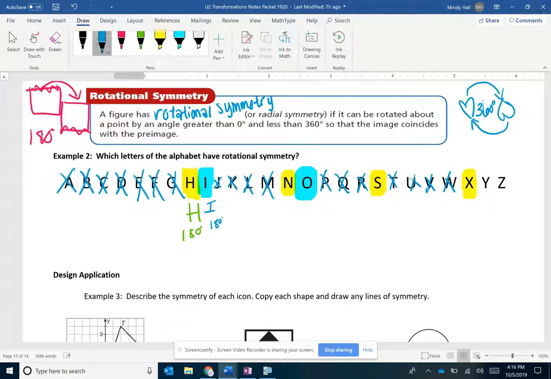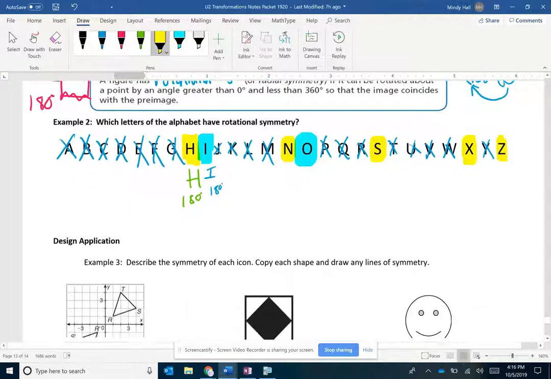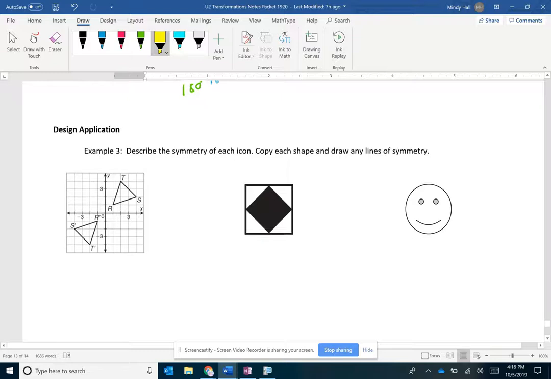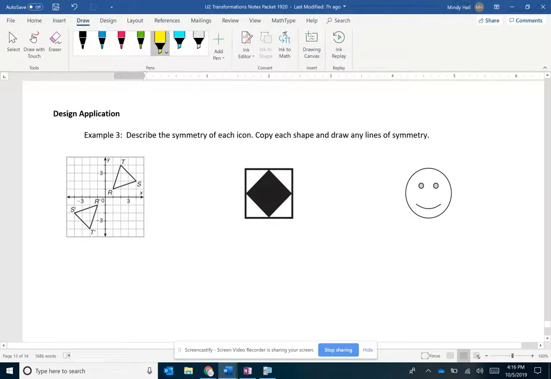And then with the last 2 letters of our alphabet, Y and Z, Y does not have rotational symmetry, but Z does, because again, if it's upside down, it still looks like a Z. So then the last example, we want to just describe the symmetry. So we're going to identify if it is a line symmetry or rotational symmetry.